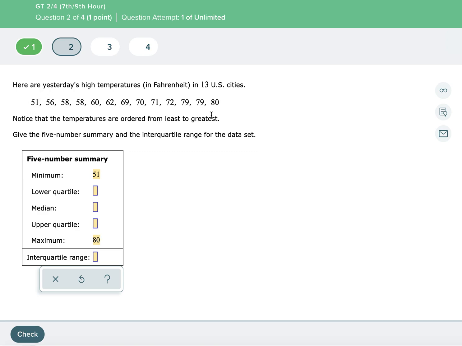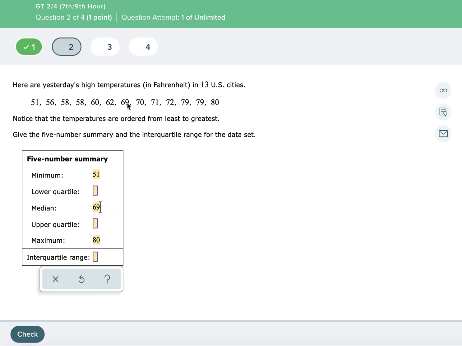So I got 51 and 80. Those go away. 56, 79. 58, 79. 58, 72. 60, 71. 62, 70, and you're left with 69. So let's put 69 as our median.